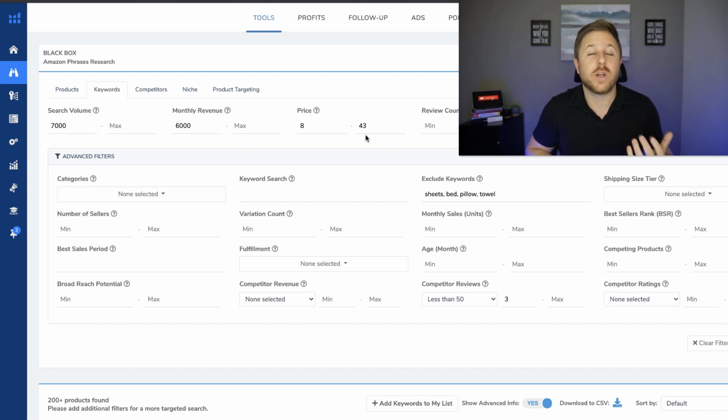And then over here I have 43. The higher you go, the more budget you'll have to have because usually if it's priced higher, it costs more to manufacture. So keep that in mind when you're doing product research.